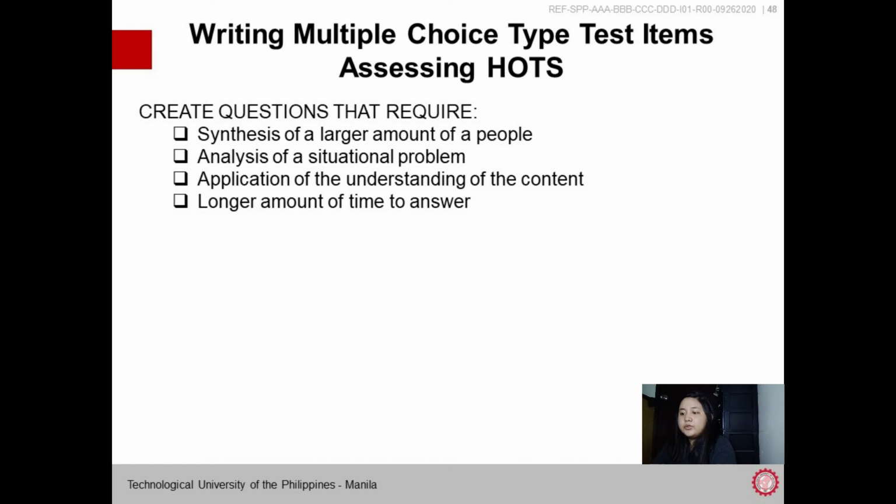Okay, so longer amount of time to answer. In creating questions, it requires a lot of time to answer kasi in higher order thinking skills, hindi lang siya basta nasasagutan, unlike sa multiple choice type test items lang, which is merong items or merong question doon na given na yung answers. Pero with assessing of HOTS, yung students will be able to use analysis or analyzation in the question. So kaya kailangan talaga mag-allot ka ng time for them to answer the questions.